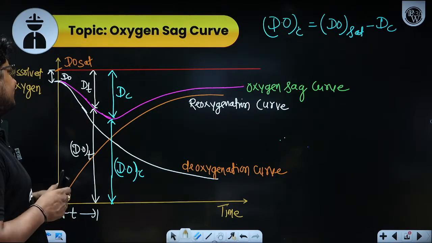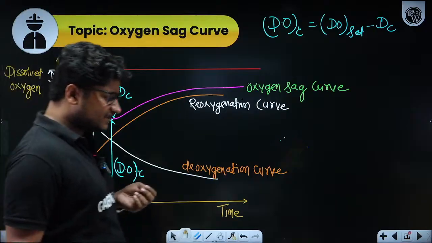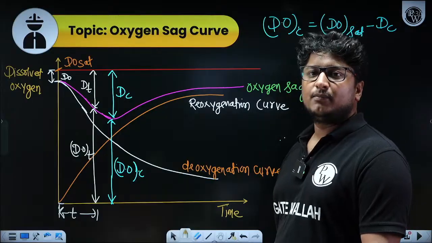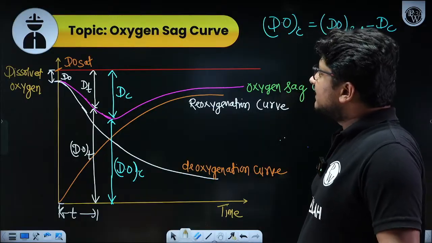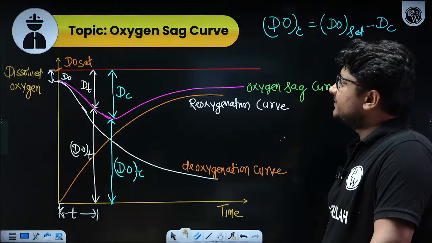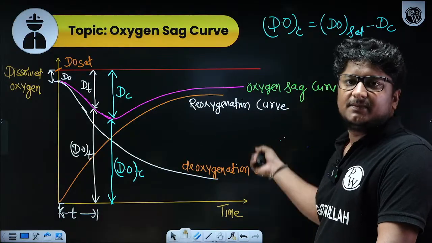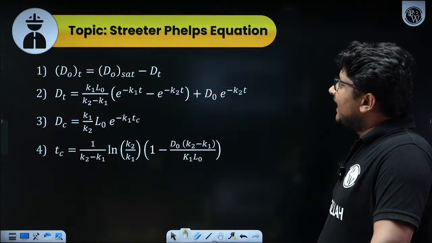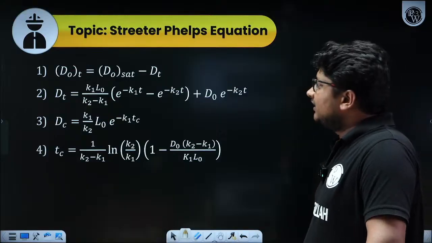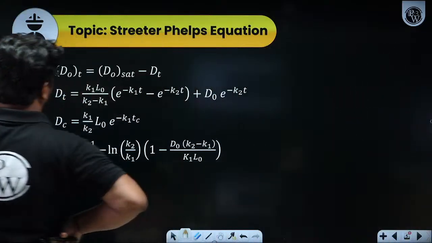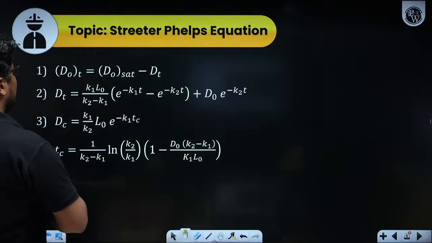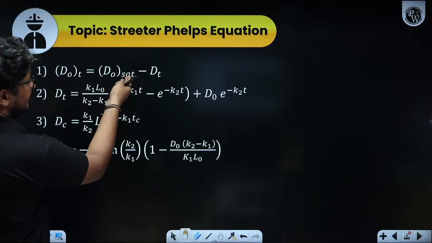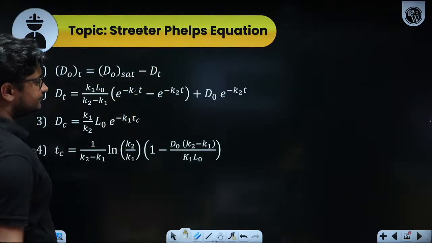Now, all these values, this DT value, oxygen deficit at time T, critical oxygen deficit, are given by a model which we call the Streeter-Phelps equation. Streeter-Phelps studied this complete oxygen sag curve, and based on this he gave a model, and that model gives all these formulas. The first formula, which I already told you, is the dissolved oxygen at a particular time T: saturated dissolved oxygen minus DT.